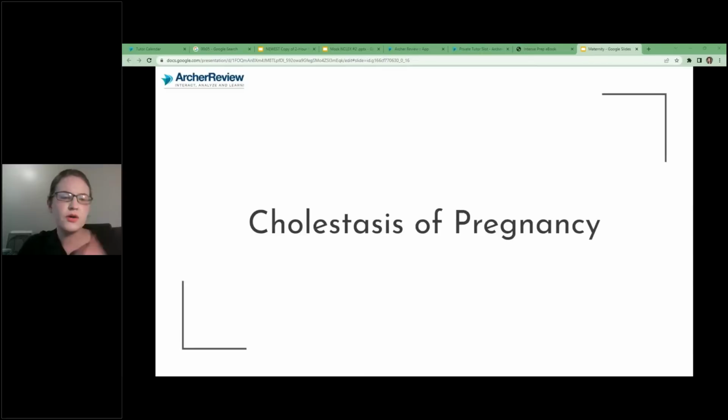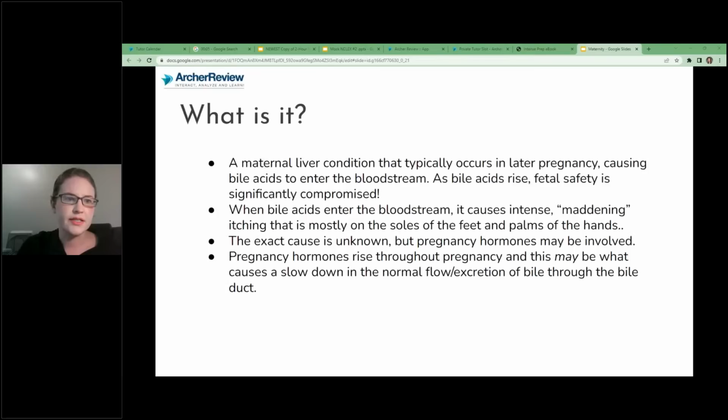Next, I want to talk about cholestasis of pregnancy. What is this? Well, this is actually a maternal liver condition that typically occurs in later pregnancy, and it basically over time causes bile acids to enter the bloodstream. And as bile acids rise, fetal safety is significantly compromised.